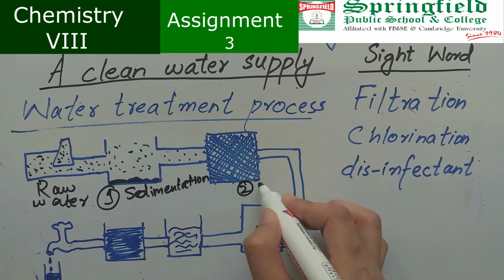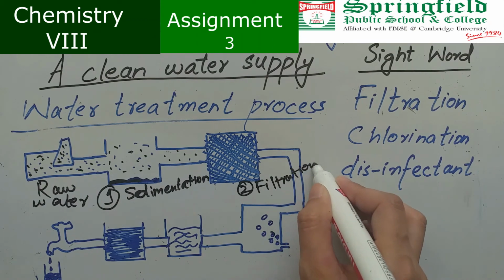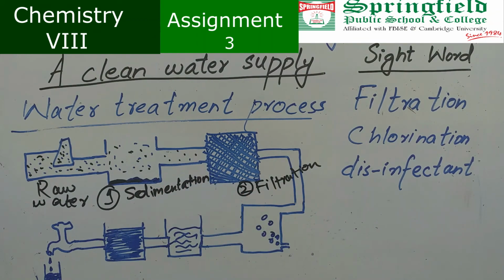Then this water is transferred to a filtration chamber, where the fine screens allow the movement of water, but they do not allow these particles to move or pass through these screens. This filtered water is then transferred to a chlorination chamber, where chlorine gas is bubbled in water to kill the microorganisms, because chlorine is a disinfectant.